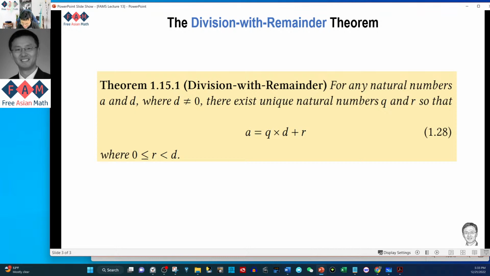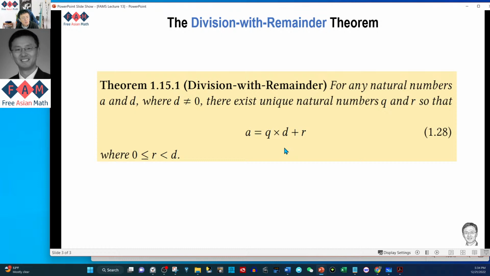Okay, so let's repeat this one more time. For now, we limit this to natural numbers. So if we have two natural numbers a and d, where a is actually the dividend and d is the divisor, but we are not talking about this theorem in the context of division. We just want to say if there's an a, and there's a d, and d is positive because it's a natural number, it's not zero, so it's a positive integer, then a can be represented in this way.